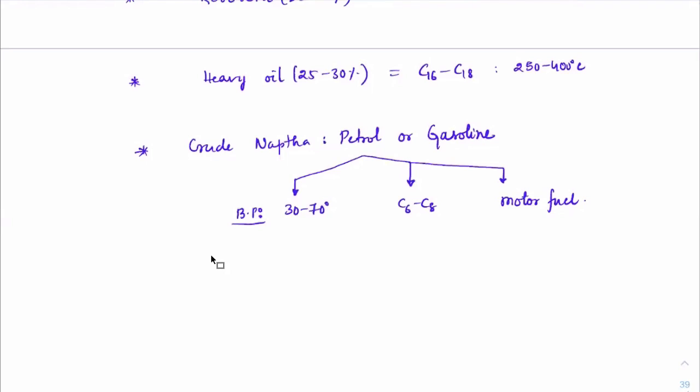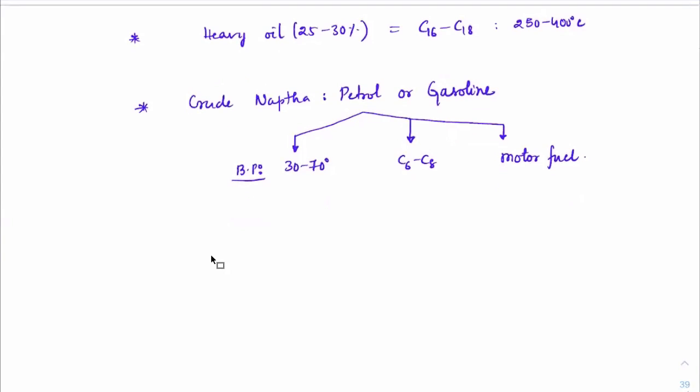Now the same naphtha can also give some benzene derivatives. Benzene derivatives are mostly used as solvents, which are used for dry cleaning. Benzene derivatives from naphtha are used as dry cleaners or dry cleaning solvents.